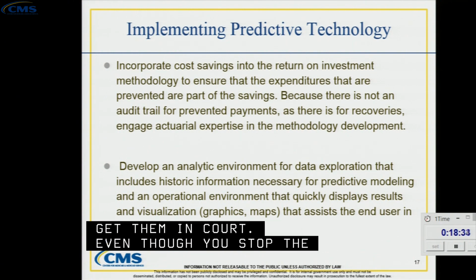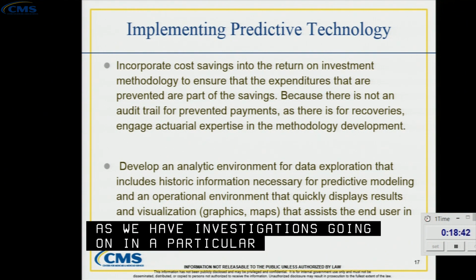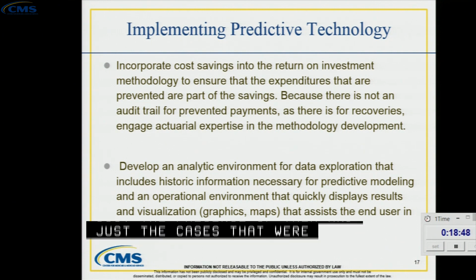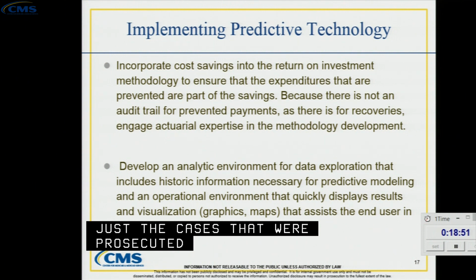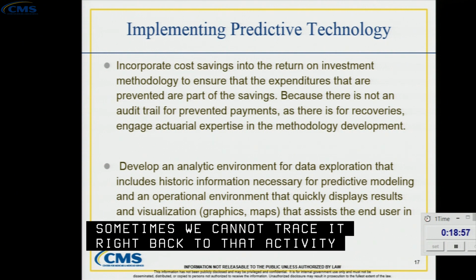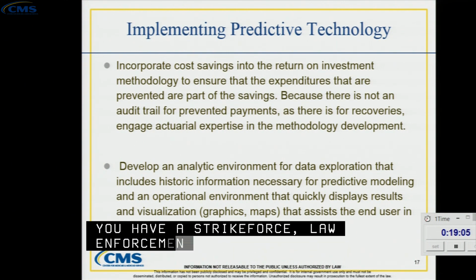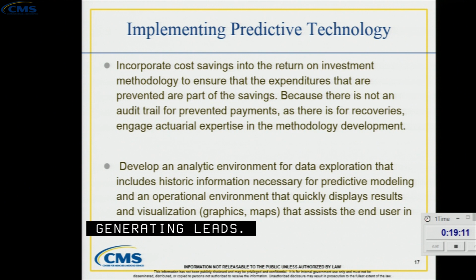But measuring sentinel effects, such as, we have investigations going on in a particular area, our HEAT strike forces are in Florida, just the presence of them and just the cases that were prosecuted, how does that impact the costs in those areas? And sometimes we can't trace it right back to that activity, right? So we've got to start figuring out a way to have a dialogue and talk about that, though, because if you have a HEAT strike force, you have law enforcement, you have the press, you have zone program integrity contractors, you have the FPS generating leads, all of those things in concert change the cost curve. Now, how do we talk about that? Because empirically, academically, it's sometimes hard to have causality.